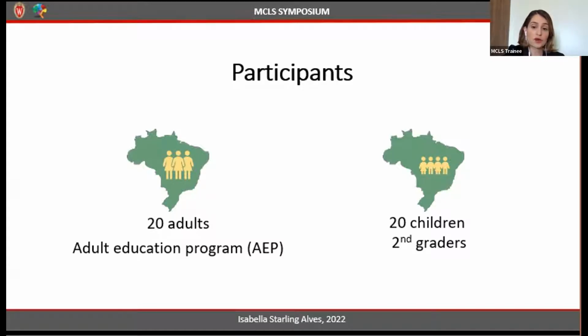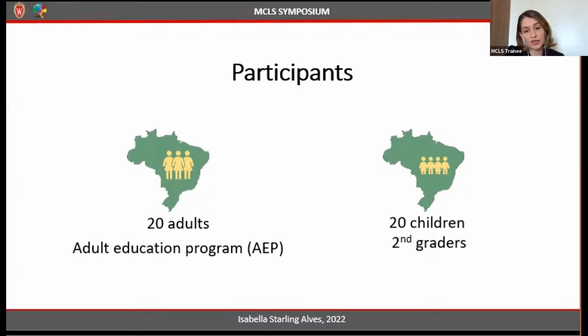So we focused on adults who had low literacy, so adults who could not go to school when they were young. So they had a lot of familiarity with fractions in their daily lives, but they have no formal instruction in fractions. We had 20 of these participants. They were from an adult education program, in the 1st and 2nd year of this program. Here I will be referring to them as AEP.